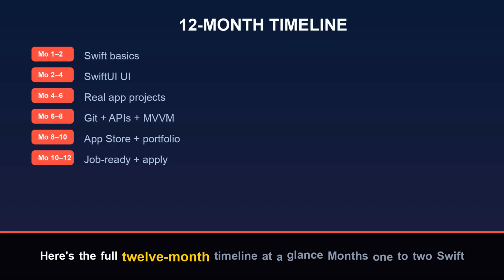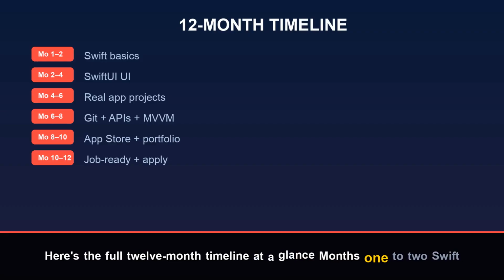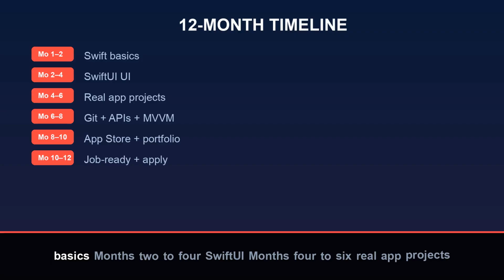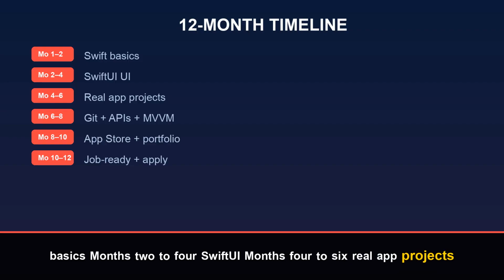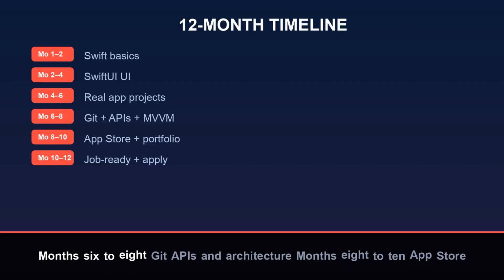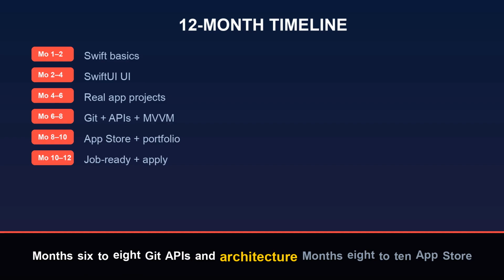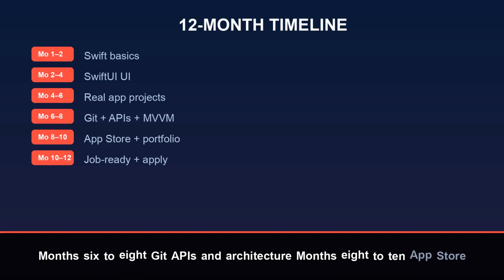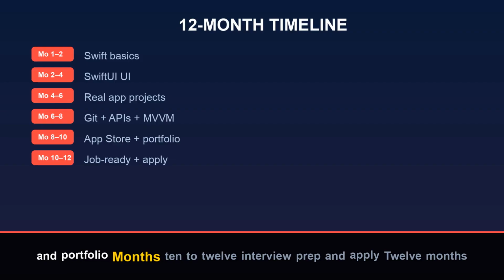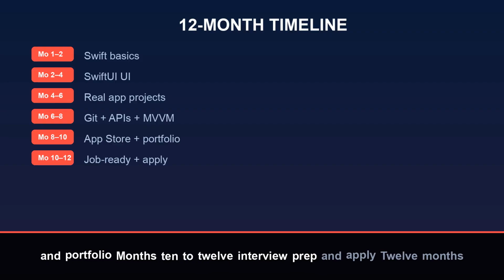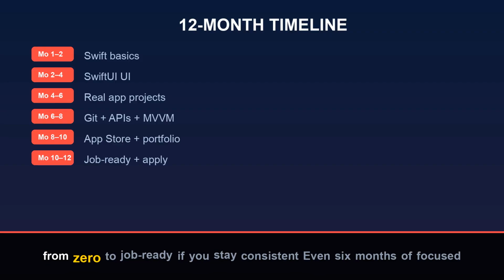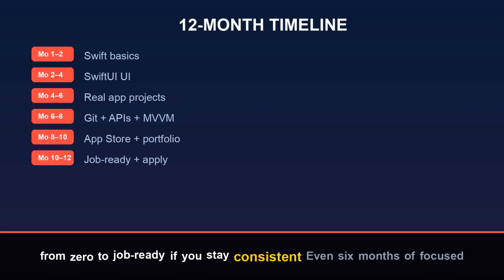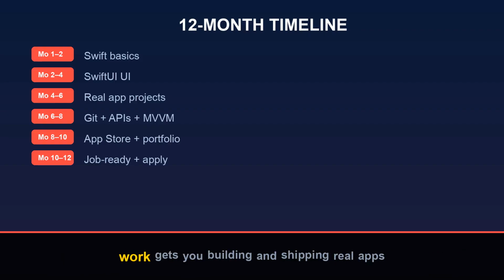Here's the full 12-month timeline at a glance. Months 1 to 2, Swift Basics. Months 2 to 4, SwiftUI. Months 4 to 6, Real App Projects. Months 6 to 8, Git, APIs, and Architecture. Months 8 to 10, App Store and Portfolio. Months 10 to 12, Interview Prep and Apply. 12 months from zero to job ready, if you stay consistent. Even 6 months of focused work gets you building and shipping real apps.